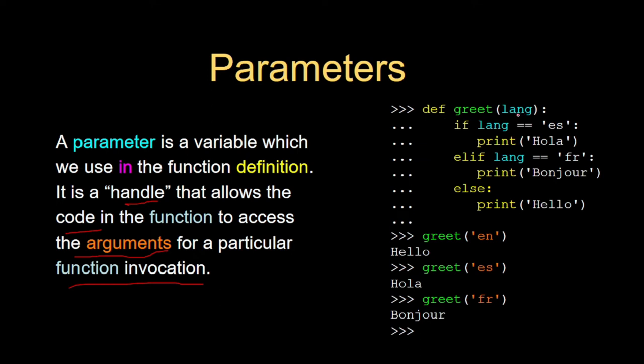Let's see here. Def greet lang. Lang is an argument. If lang equal to es, print hello, hola. Else if lang equal to fr, print bonjour. Else print hello. Without es and fr, any input you pass as a value, the output is this one. Let's see in practice.